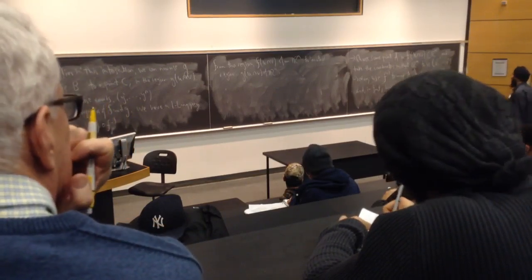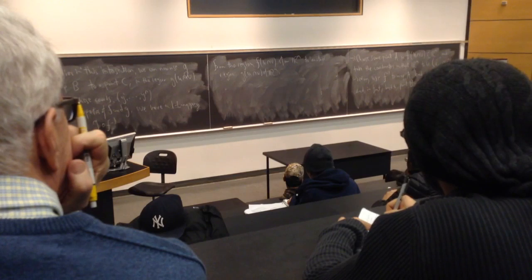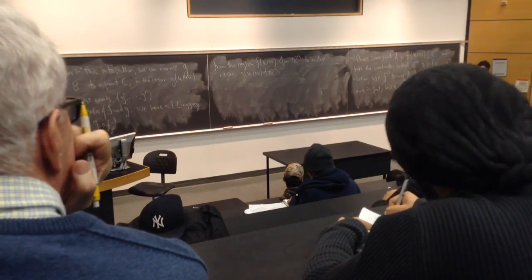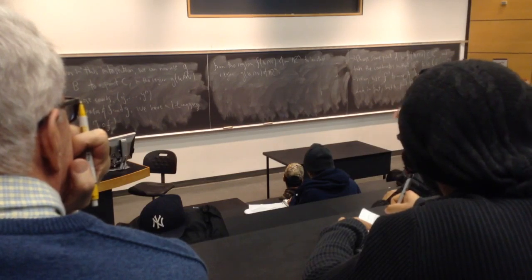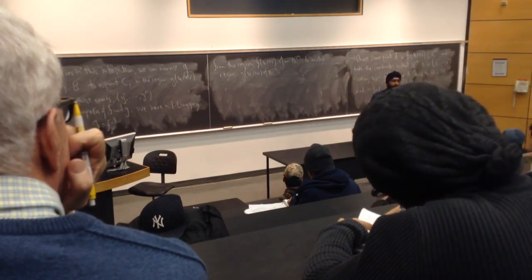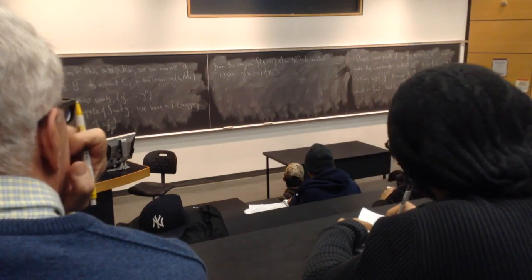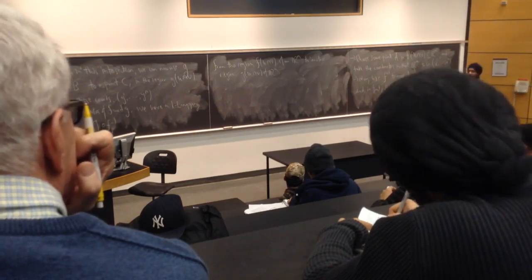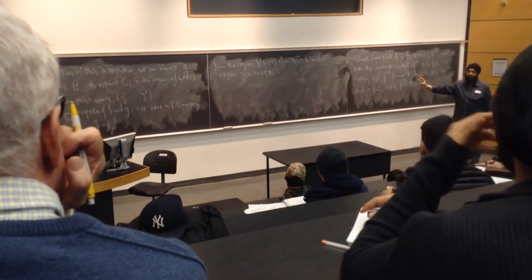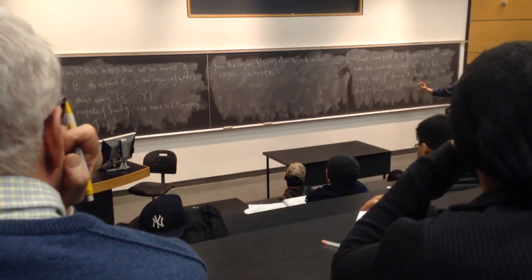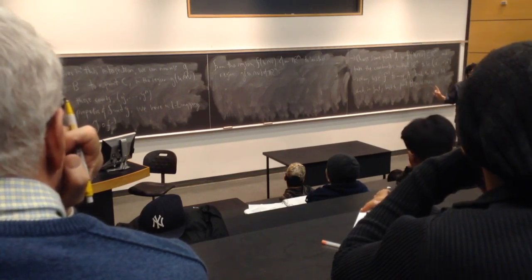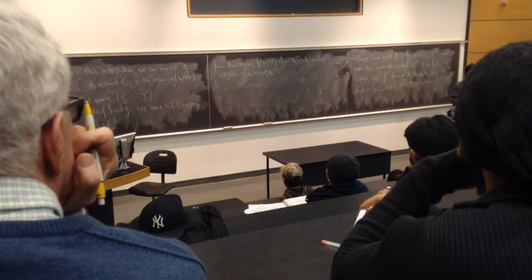I'll give you a hint. Originally, I have coordinates x1 to xn, and I have new coordinates y1 to yn. What have I basically set up here? Yes, but which coordinates of which Rn to which coordinates of which Rn? Anybody see it? Volunteers?